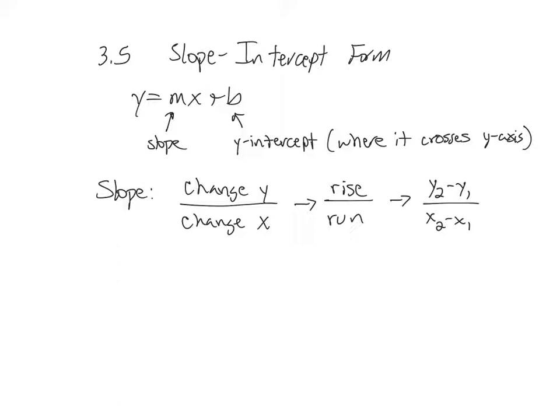But here's why I like change in y over change in x. The rise over run is great if you have a graph, but it's not great if you just have 2 points. Then you have to graph it, so you kind of have to do an extra step. The formula is great if you have 2 points, but if it's a graph, it may not be as good. Change in y over change in x is good for both of them. And I'll show you how to use both at the appropriate times. Okay?